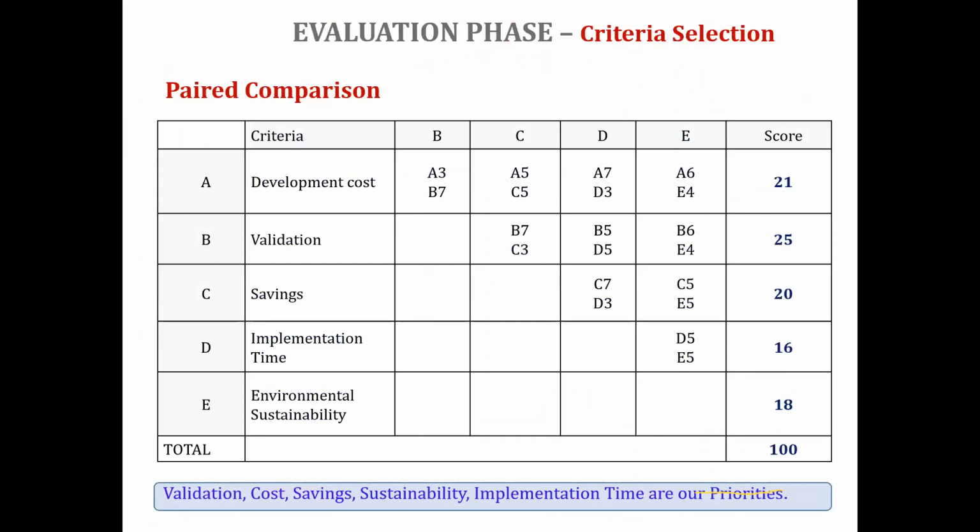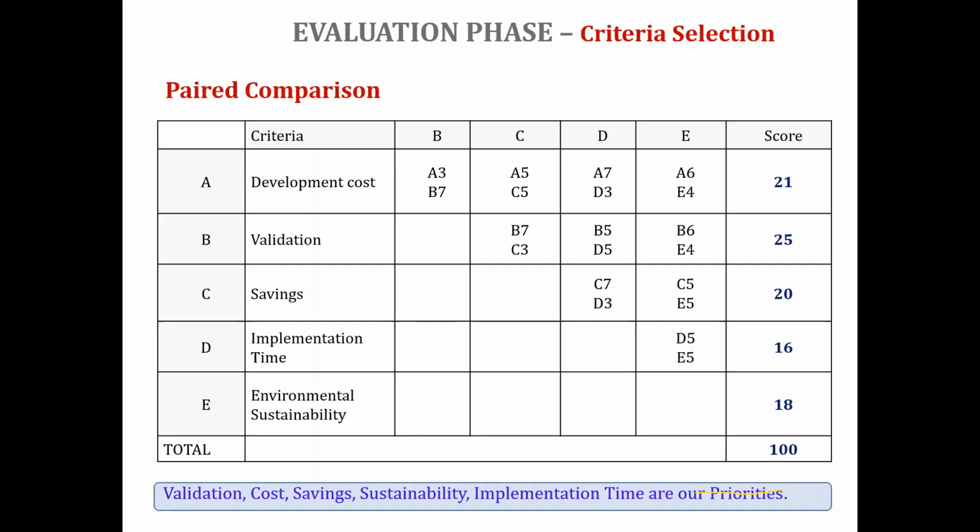Now I'm going to compare the development cost and savings. For me, both are very much important. Cost saving is also important and development cost is also very much important. Five each. So this is not my value. This is the value given by the cross-functional team.